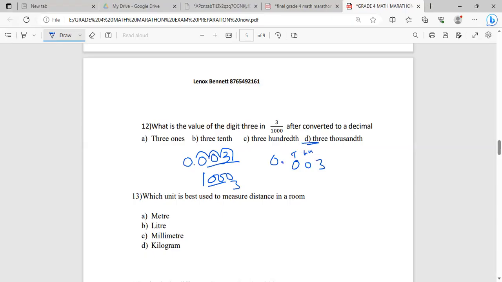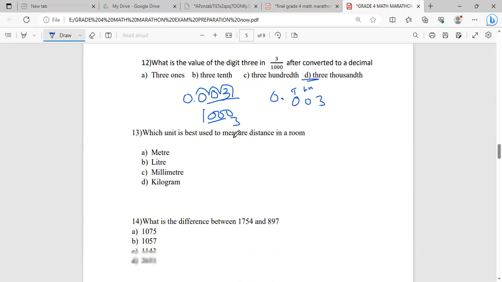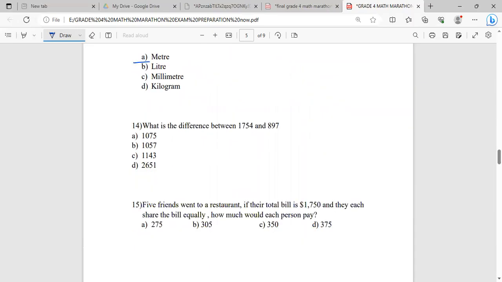All right, 13 says, which unit is used when measuring the distance in a room? And the best one would be meter. All right, millimeter, too small. All right, number 14 says, what is the difference between 1,700? Oh, the answer for this one is not here.